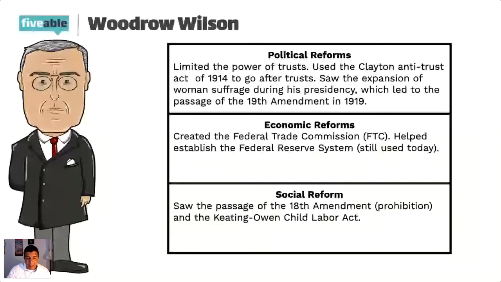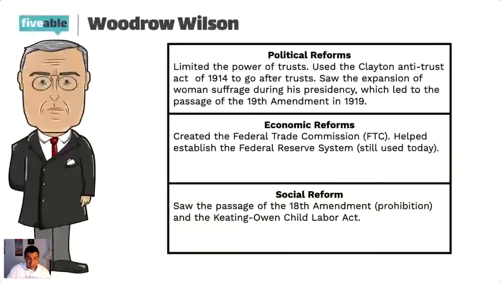And during his time, he begins to see that women are looking for the right to vote. And under his presidency, the 19th Amendment is passed. So we talked about the 16th Amendment, the 17th Amendment. We're going to talk about the 18th and the 19th Amendment. Okay? The 19th Amendment is the amendment that gave women the right to vote. He also passes economic reforms such as the FTC, the Federal Trade Commission, and he helps establish the Federal Reserve System, which we still use today.